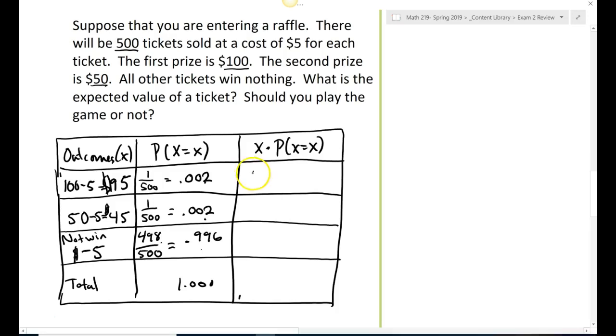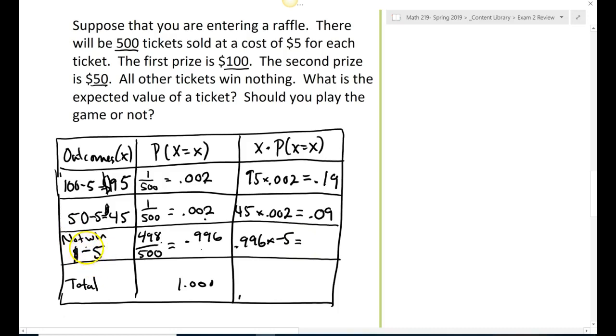So we start out with 95 times 0.002, okay? And then that's going to end up equaling 0.19, okay? Then we'll take 45 times 0.002, and that'll equal 0.09, okay? And then finally, we'll take 0.996 times -5. Really important that it's a negative there because you're losing money, okay?